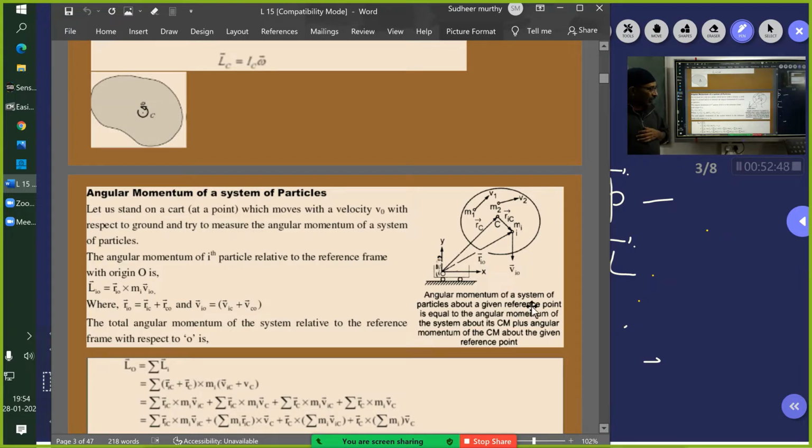See here, the angular momentum of a system of particles about a given reference point is equal to the angular momentum of the system about the center of mass plus the angular momentum of the center of mass about the given reference point. Okay, so what you have to now see is this.